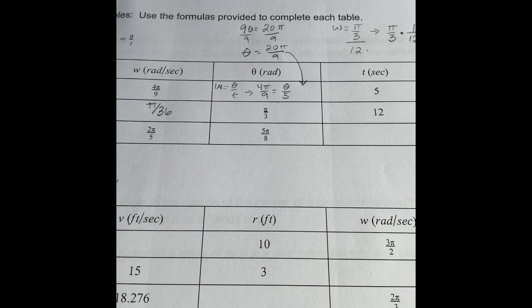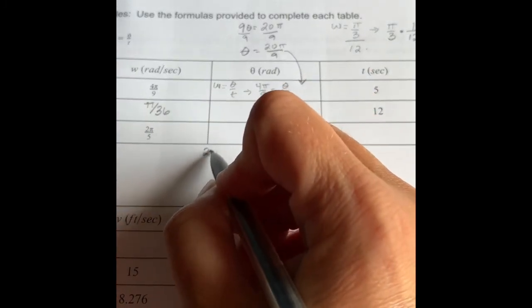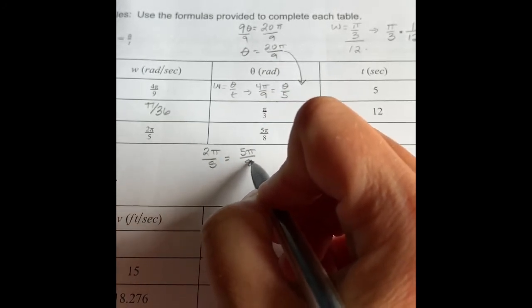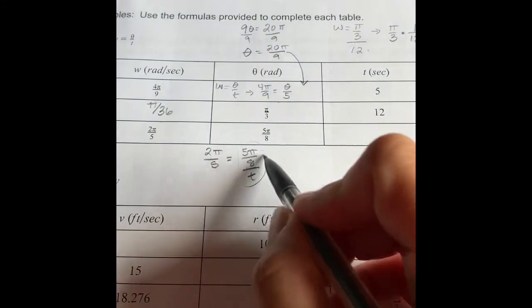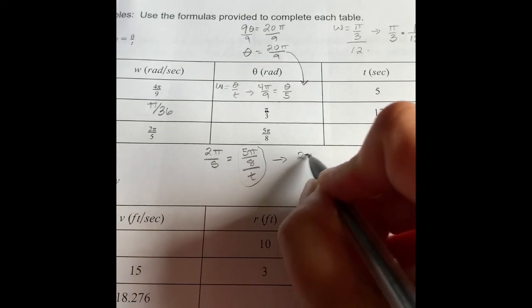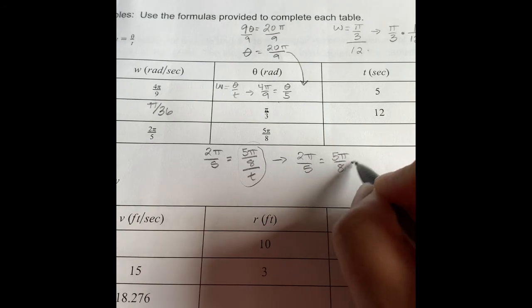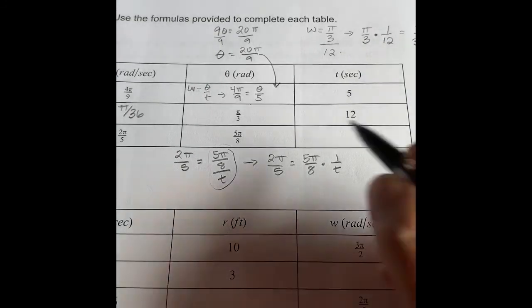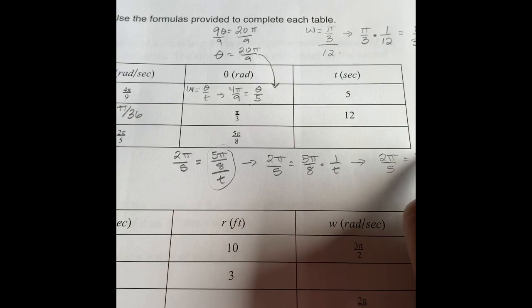And then for the third blank in this table, you can see that the blank is in T. So using our formula, we've got W, which is 2 pi over 5, equals 5 pi over 8 divided by T. Again, this is the same thing as saying 5 pi over 8 times the reciprocal of T, which is 1 over T. If I multiply those together, I get 5 pi over 8T.